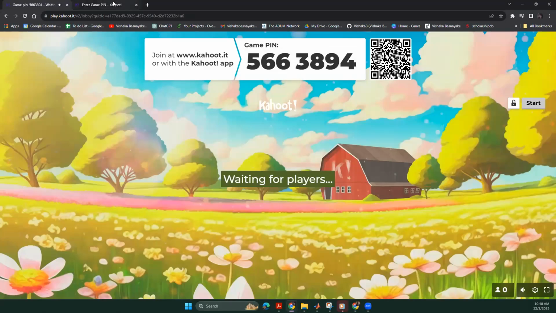This game pin, you can put the game pin, right? Also, when you are logging in, you will be asked to put your name. Put your name plus your registration number, right? I need to check the registration number and also your name, and based on that, I will give the marks. So put this game pin, and put your ID and your name. I'm waiting for you to join this. Once you join, I will start the quiz.